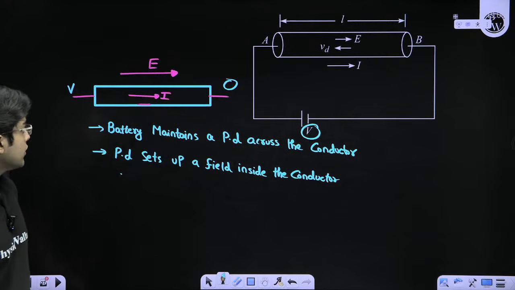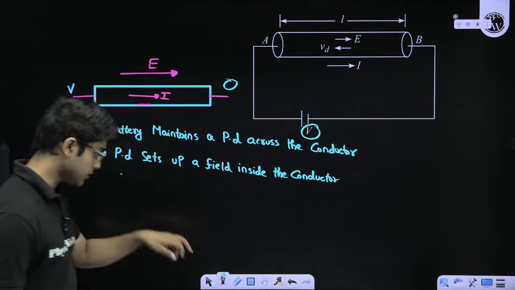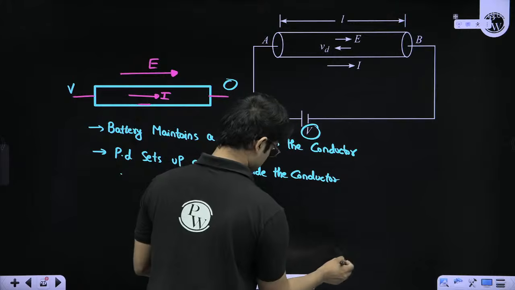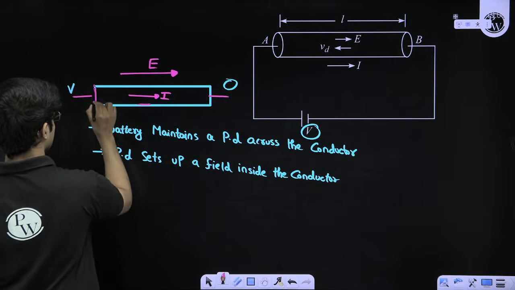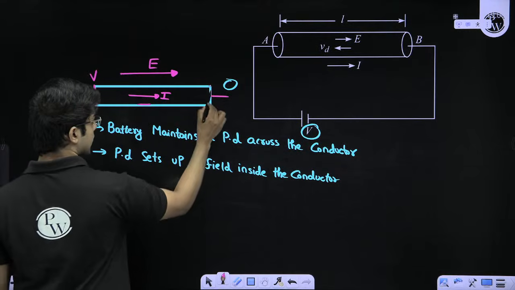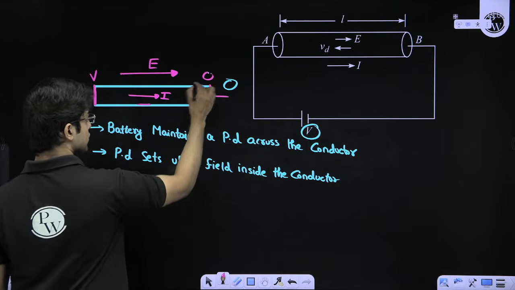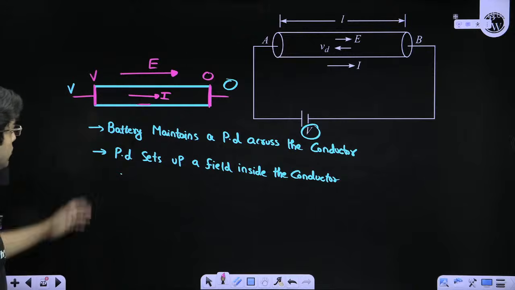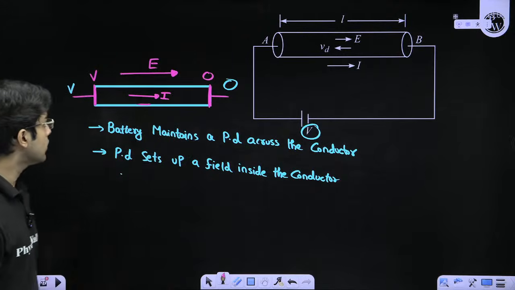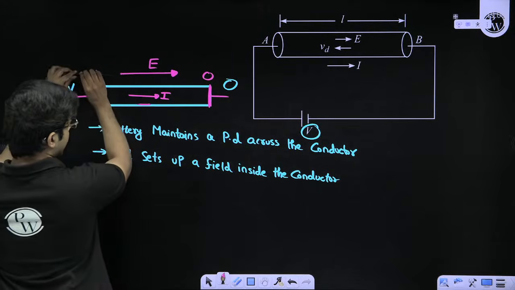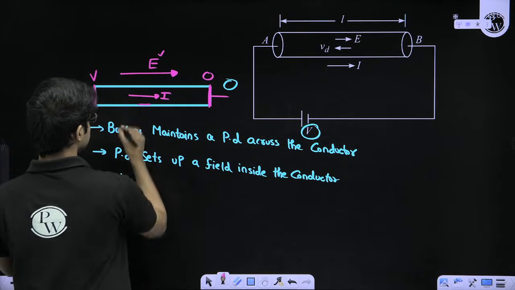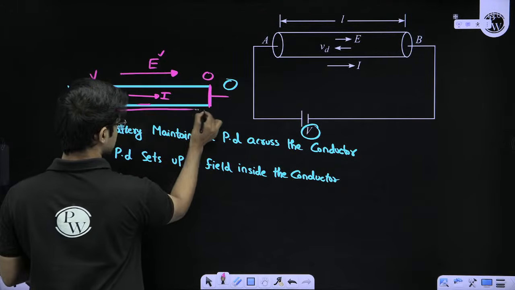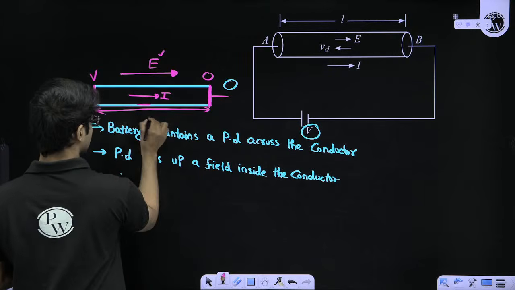So now let's continue. Here we will use the formula from the previous chapter, potential. The left end of the conductor is at potential V and the right end of the conductor is at potential 0. So the potential difference is V minus 0. I'm assuming the electric field in this direction is E, and let's say the length of the conductor is L.